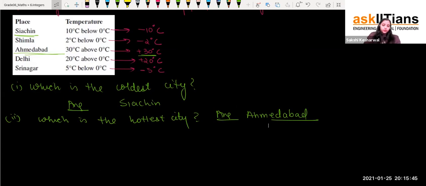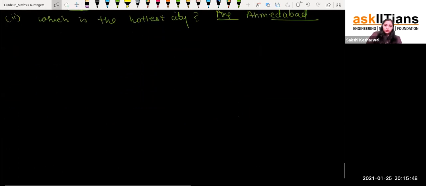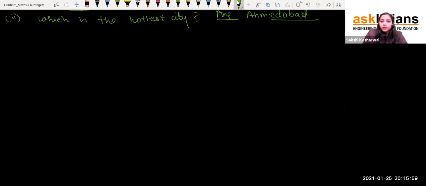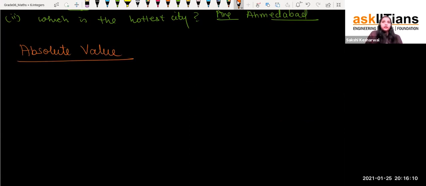Now, let's come to the next definition. What is an absolute value? What do you mean by an absolute value? Now, we have learned that the numbers on the left-hand side of zero are represented with the negative sign, and the numbers on the right-hand side of zero are represented with the positive sign. But absolute values are the numbers which eliminate the sign. You just write the numerals, right?